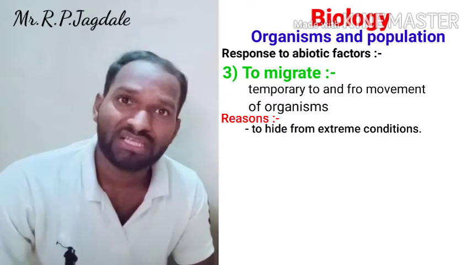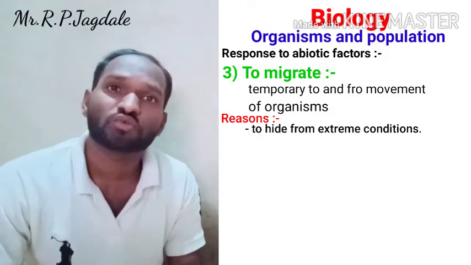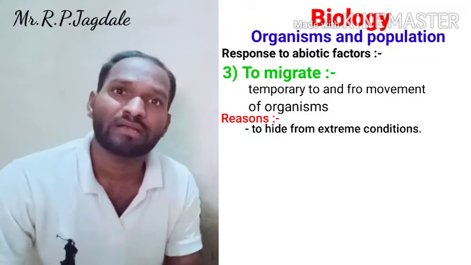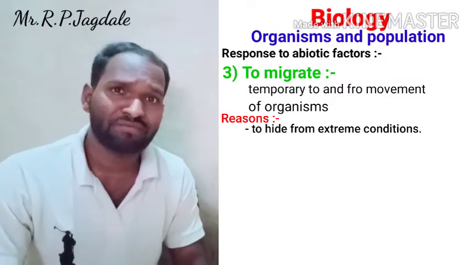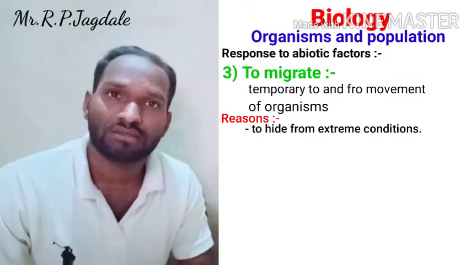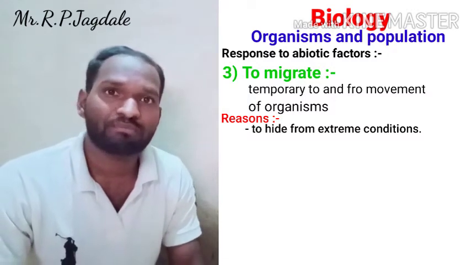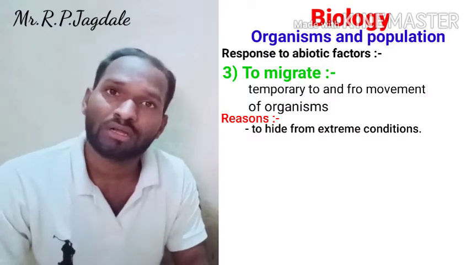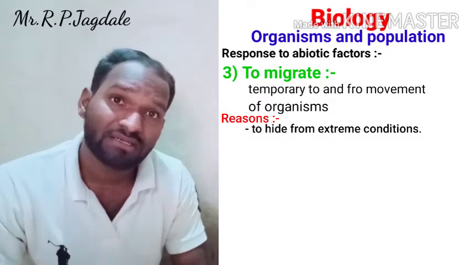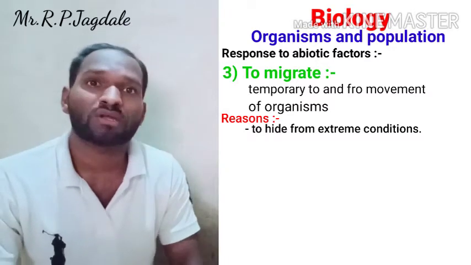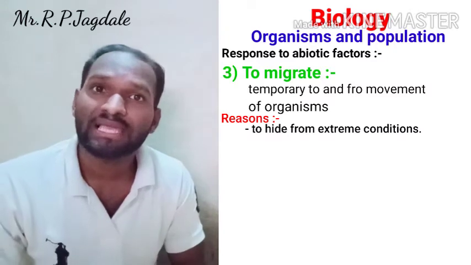The reasons for migration are: the first reason is to avoid extreme hot and cold conditions. If in some places extreme hot conditions are there, the organisms are going to escape from that place. So this is again called migration. And when the temperature is moderate, the organisms come to such places. So that is one reason for the migration.